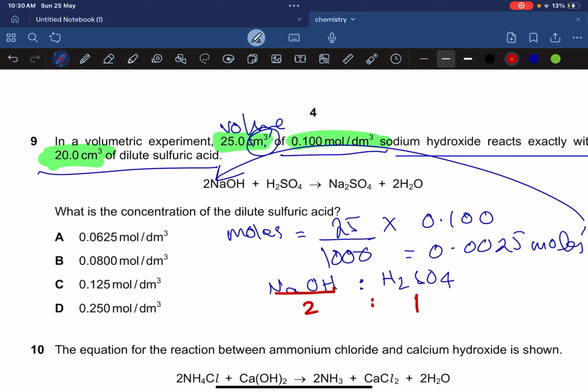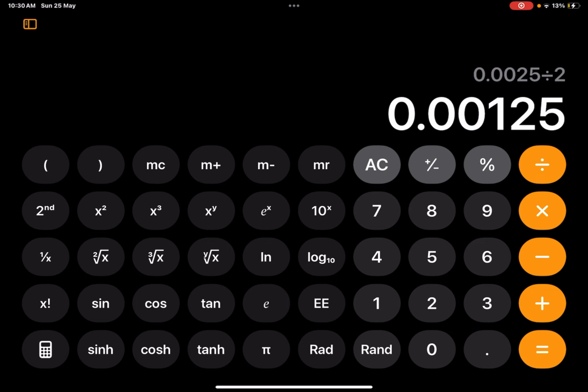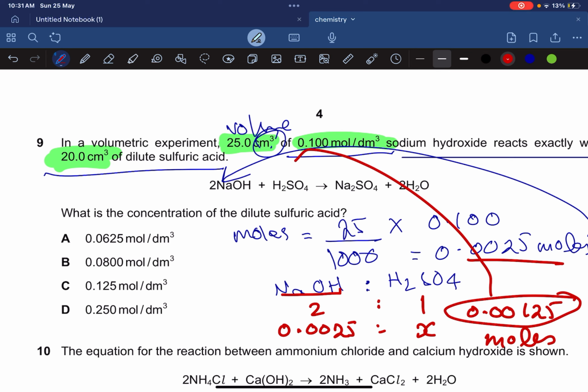Now how many moles of NaOH do we have? 0.0025. With that, how many moles of H2SO4 will react? X moles. Find out the value of X. It's going to be divided by 2. 0.00125 is the value of X. So 0.00125 moles is the number of moles of H2SO4 we have.